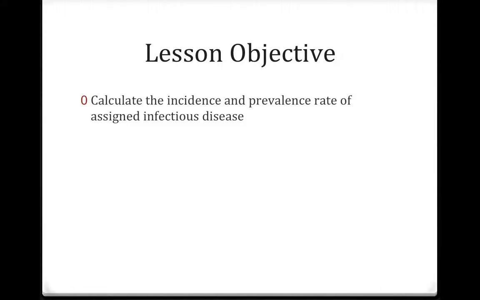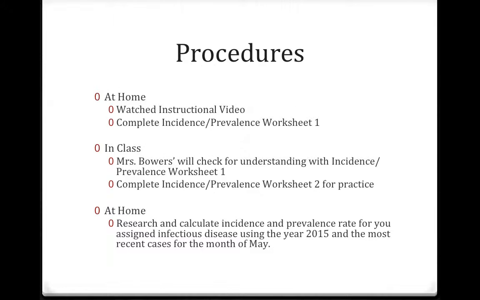The lesson objective is that you are going to learn how to calculate the incidence and prevalence rate of your assigned infectious disease for your group project. There are 3 procedures that will actually take place throughout this lesson. The first you are doing right now, and that is watching this instructional video.